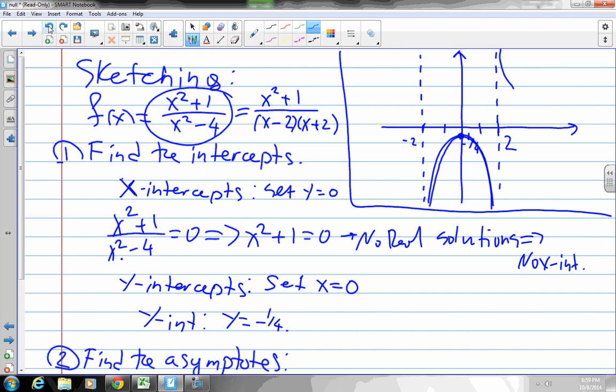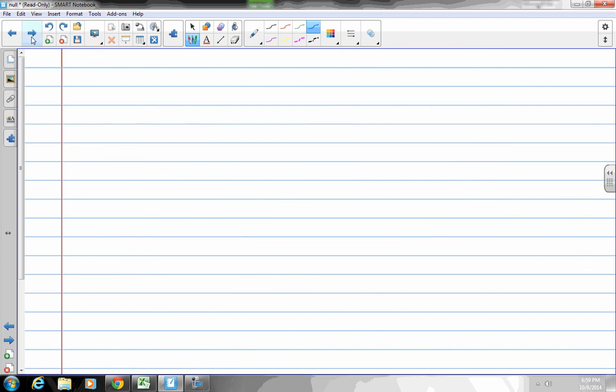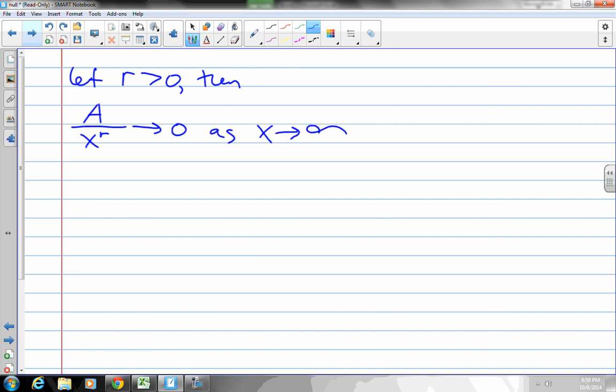But let's try this. First of all, I'm going to make a little statement. Let r be a positive number, then a, where a is any number, over x to the r will go to 0 as x goes to infinity. Positive or negative infinity for that matter.